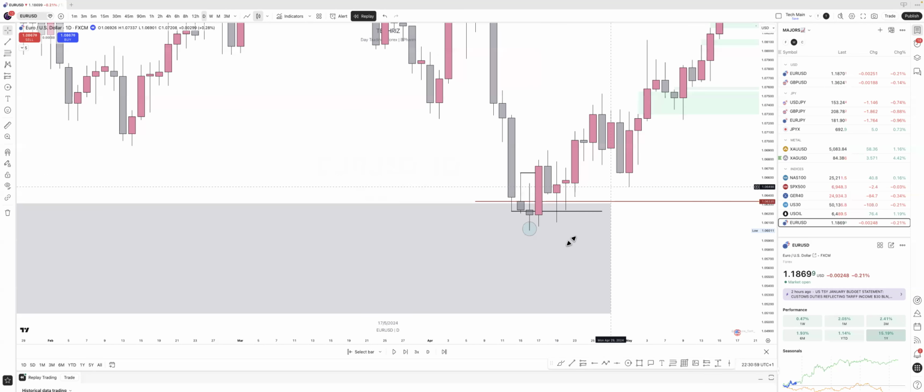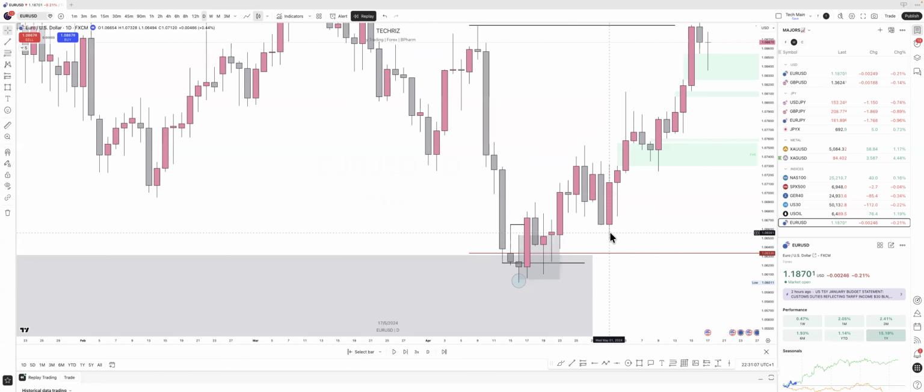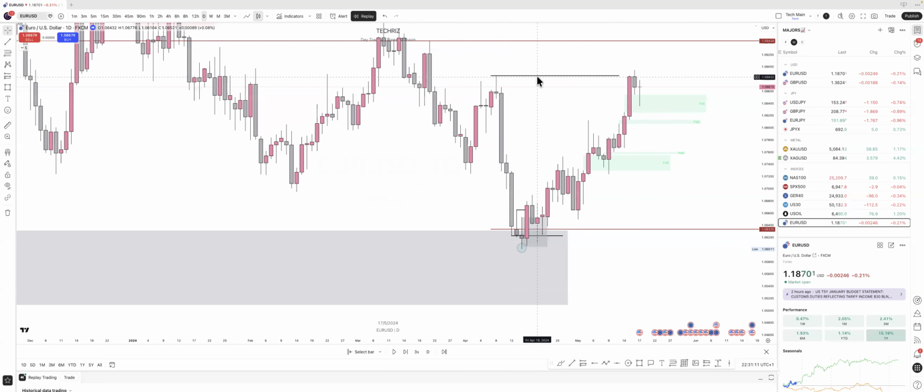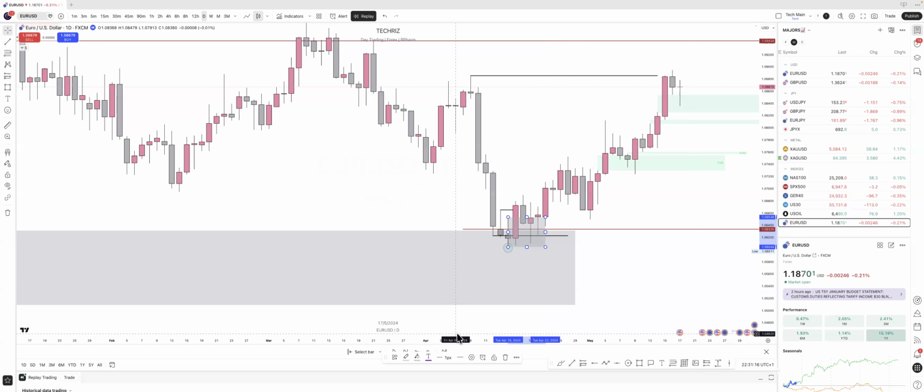CISD, continuation. I think some persons who are smart enough would get entries from here. Although this is a very huge entry, I would not do it. I'll look for a very minute entry and get in. But this is a very good move though. Very beautiful move. Let's still check that low on Monday if it had a timed CISD, this circle here. So that low on Tuesday, let's see if it had a timed entry.